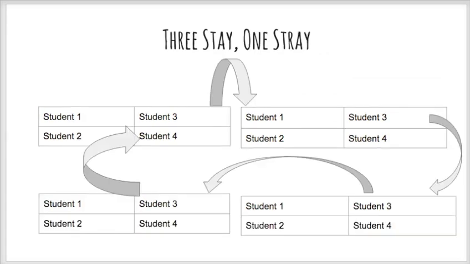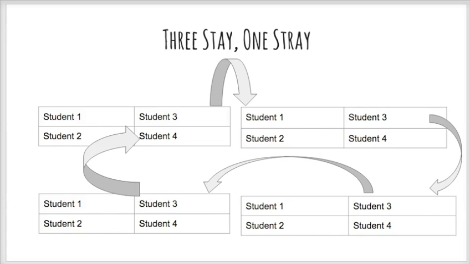So with three stay, one stray, it's exactly like your traditional model, except one of the things you're told is to make sure that all four students, they're told they need to know what your problem solving strategy is and how exactly you got to your answer. So each group will go and they'll sit in their traditional cooperative learning groups, and they'll come to a response and they'll make sure everybody understands it.